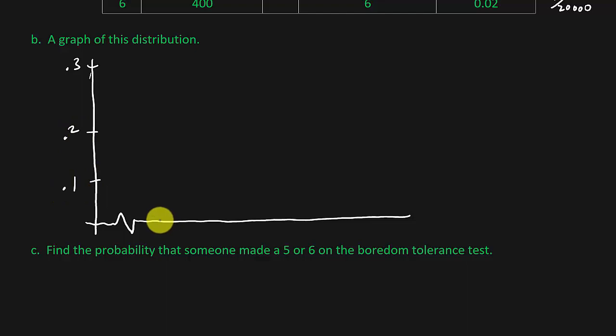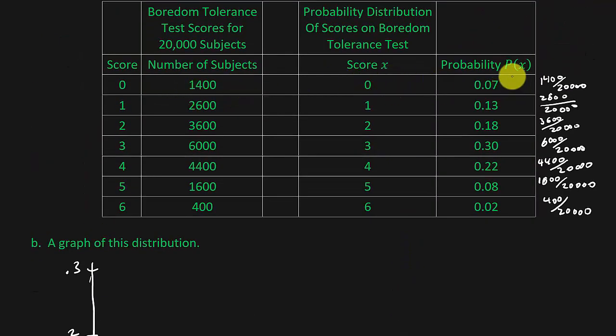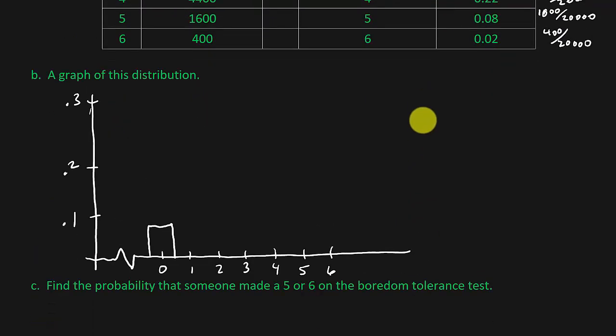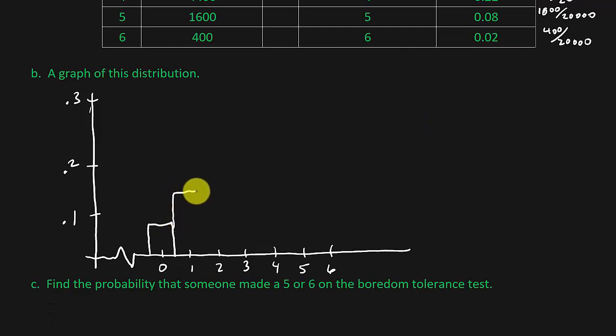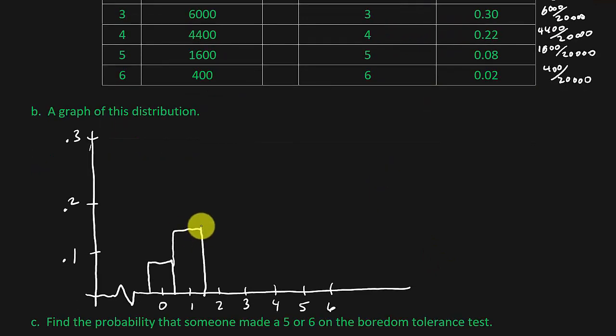And so you can see for a score of 0, we've got 0.07. So that's going to go almost up to the 0.1. Okay, 0.07 is a little below 0.1. And then at 1, a test score of 1, we've got 0.13. So that's going to go a little above the 0.1. And then for a score of 2, 0.18, so that's going to go up to about right there. And then for 3, we've got 0.3, so that's going to go all the way up to here. Okay, we basically have a histogram here.